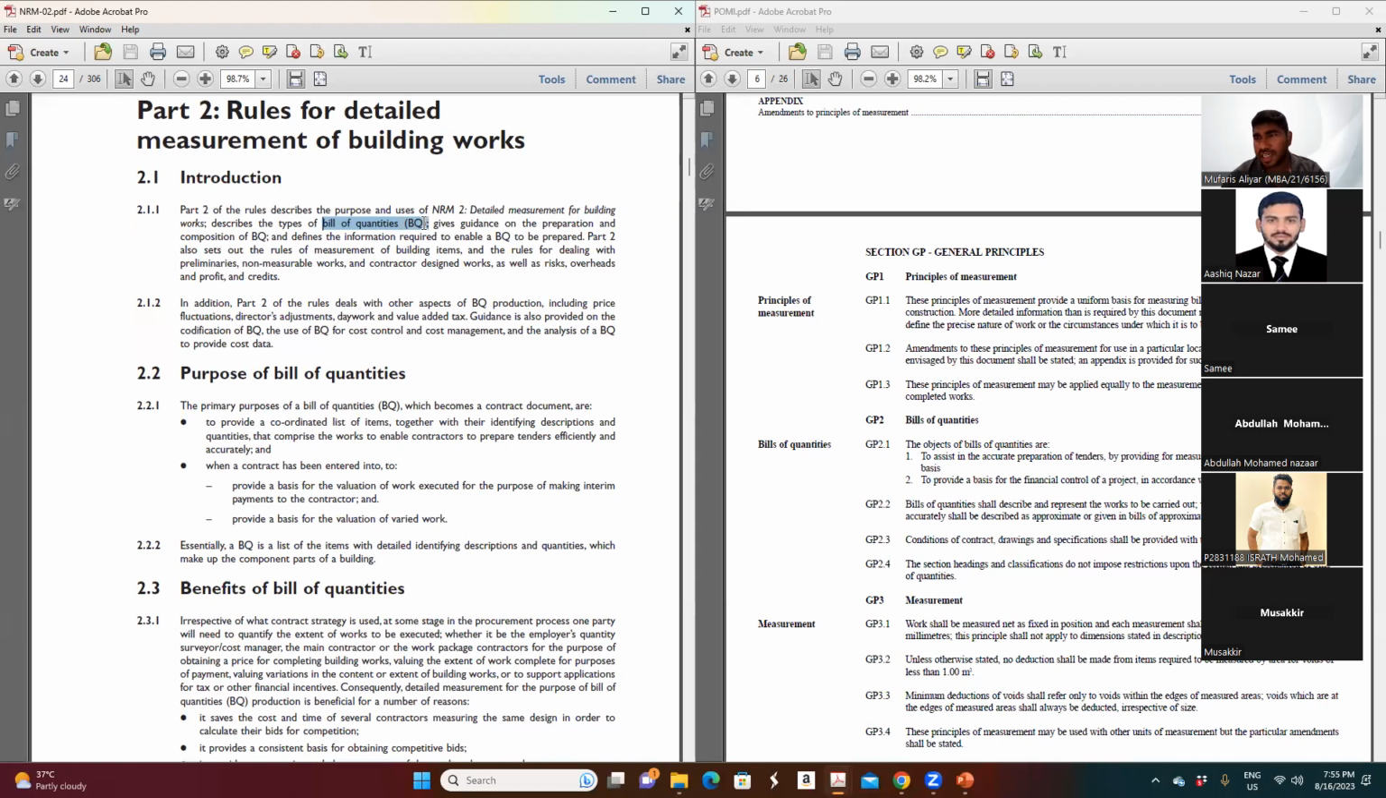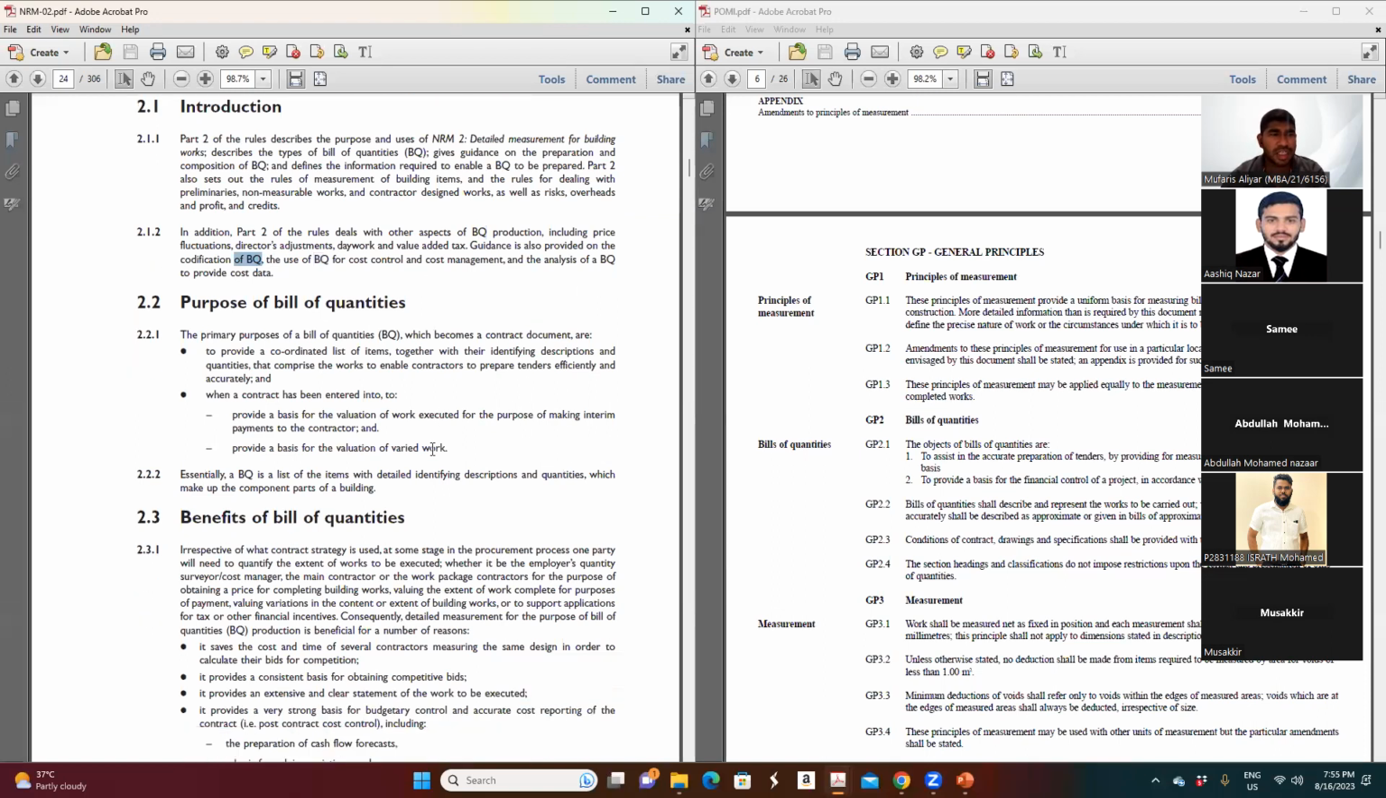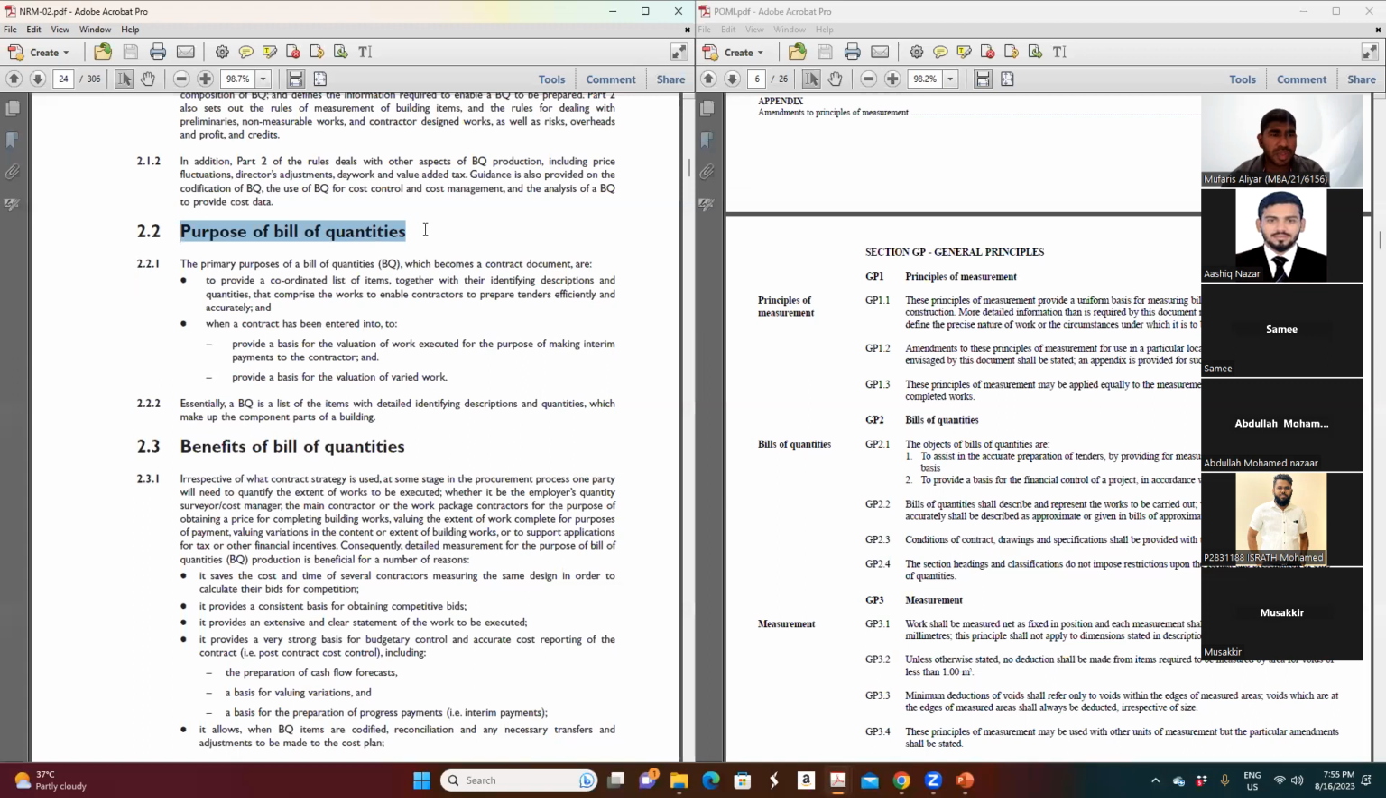This is standard of writing. When you're writing even your report or academic report, something like that, when you're starting part 2, in the part 2 you will mention bill of quantities and BQ here. That's all. Then again when you go along, you just put BQ, BQ, BQ. You don't need to write bill of quantities. Okay. So let's talk about the purpose of BOQ.